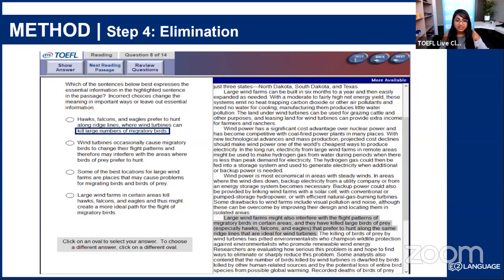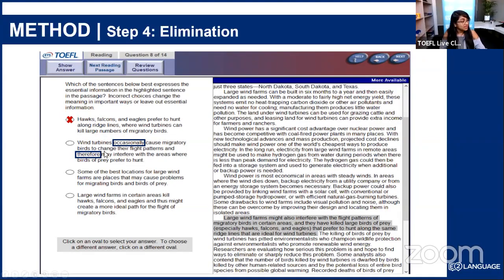Anyway, sorry. So here it says large numbers of migratory birds, but in the original sentence it doesn't really say large numbers. So that's definitely not the correct answer. The next one says occasionally causes migratory birds to change their paths. It doesn't say anything like that over here. So it might also interfere. That's what it says here. That's not the same. That doesn't mean the same thing.